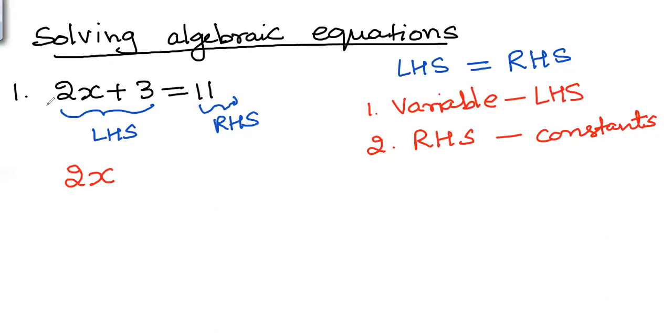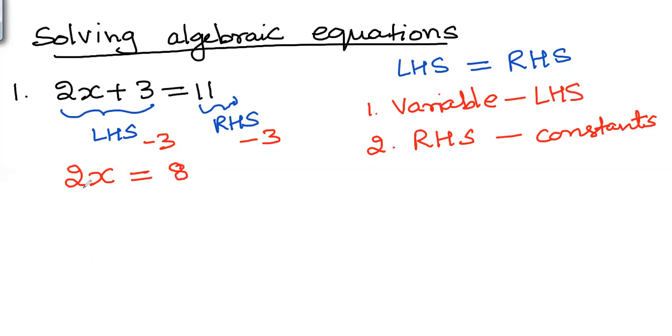So here we have 2x. We will retain 2x on the left-hand side, and we should see to it that 3 is not present here. For that, we subtract 3 on both sides. When we subtract 3 on both sides, plus 3 and minus 3 becomes 0, so that is gone. On the right-hand side, we have 11 minus 3, which is going to be 8.